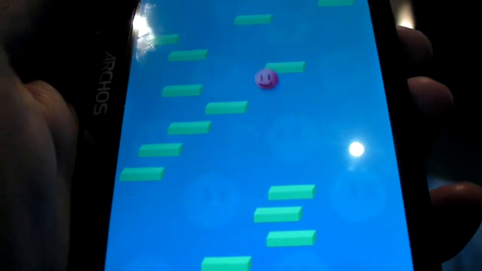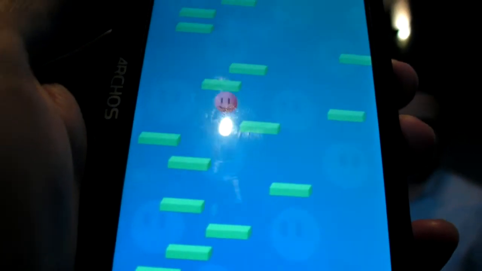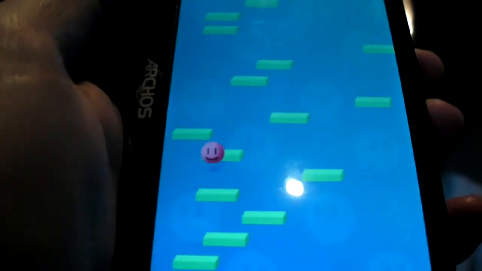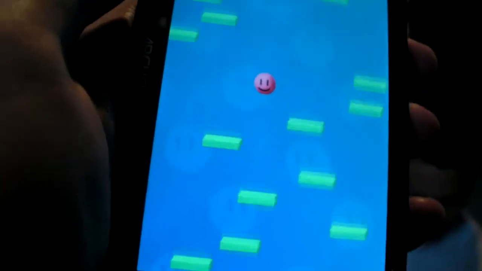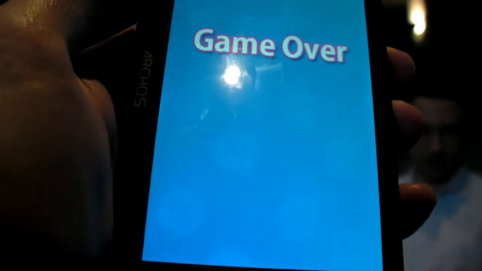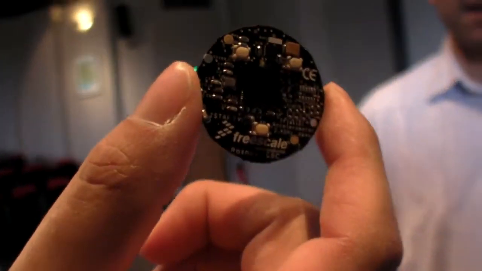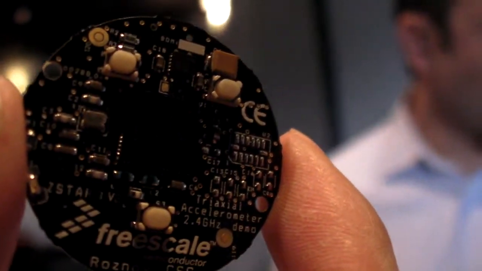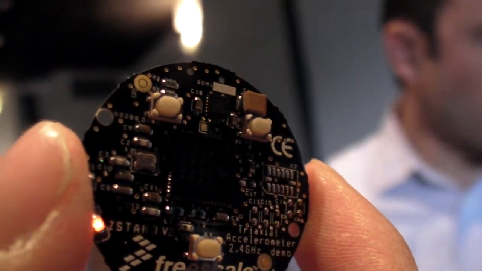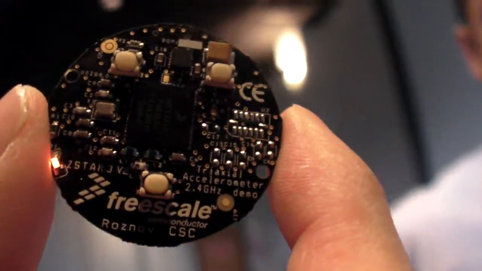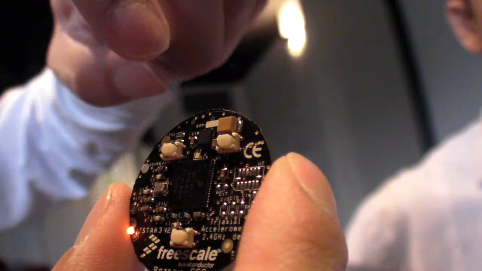So check this game. This is a really cool game on Android that uses the accelerometer, where I can move the Archos, the Archos 5 internet tablet, like this, and it just, ooh, I fell down. So this is actually using a Freescale accelerometer technology inside. Yes, right. Actually, this is using a Freescale ultra low power digital accelerometer, with a very ultra small form factor.